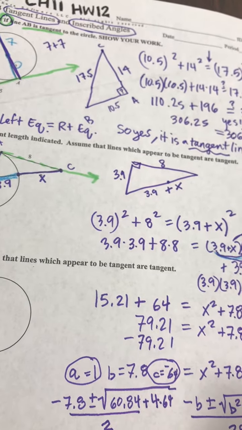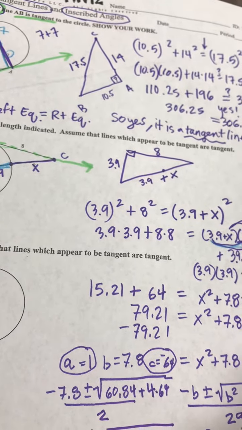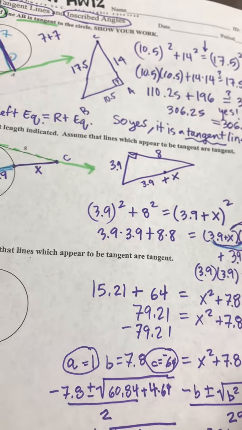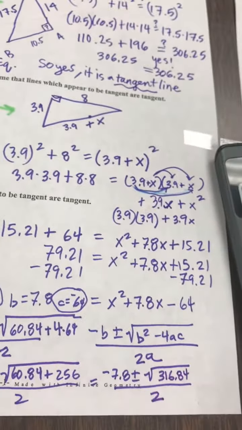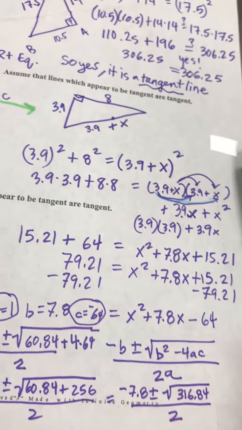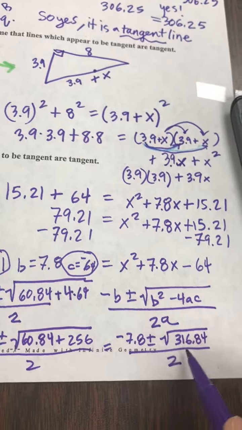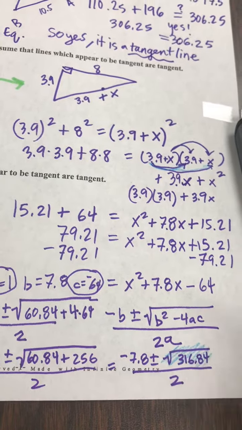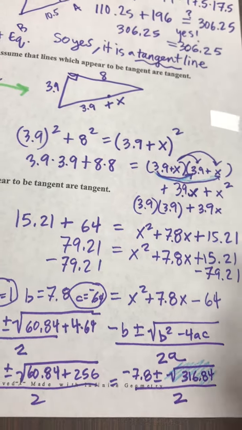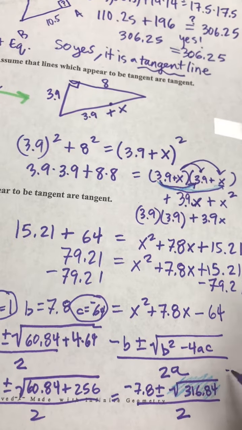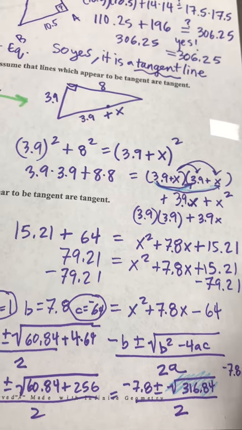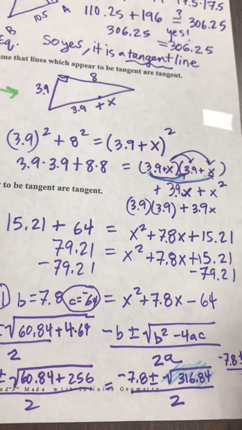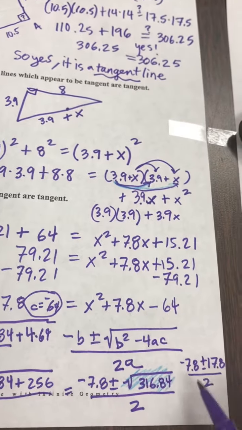Okay, so I got negative 7.8 plus or minus the square root of 316.84, all over 2. Interesting. So when I took the square root of this, I got a much smaller number. I got negative 7.8 plus or minus 17.8 over 2. So that's actually going to clean up pretty nicely.